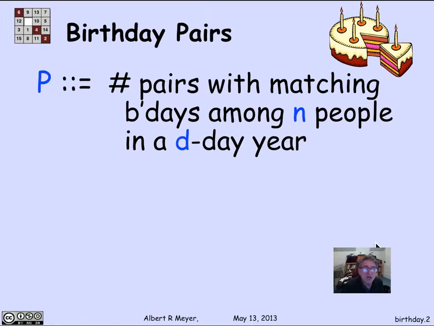Okay, so let's suppose that I have some group of n people and there are d days in the year, just to keep the parameters abstract and not get too stuck on the numbers. Keeping the parameters makes it actually a little bit clearer to reason about.